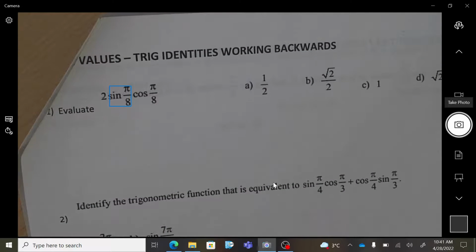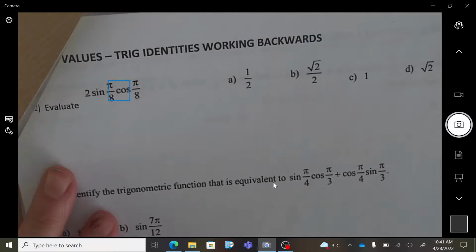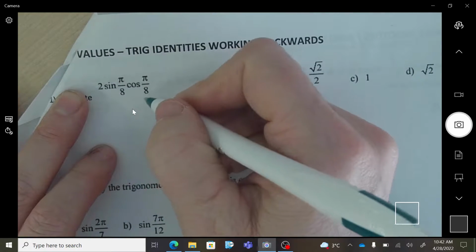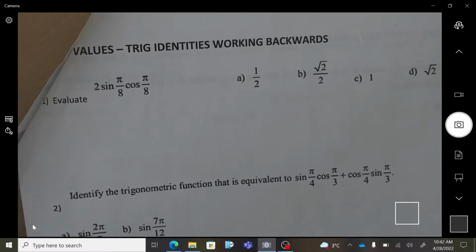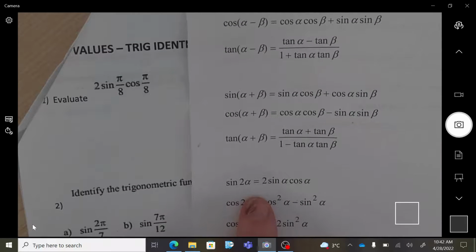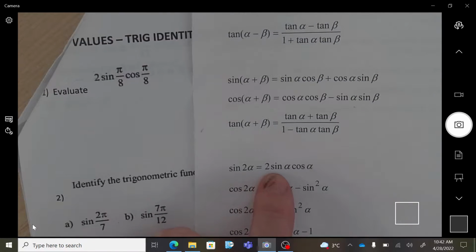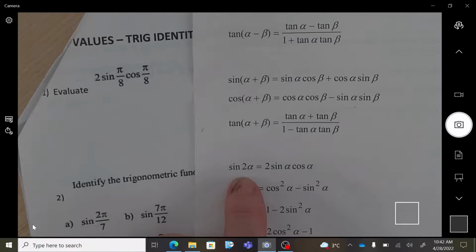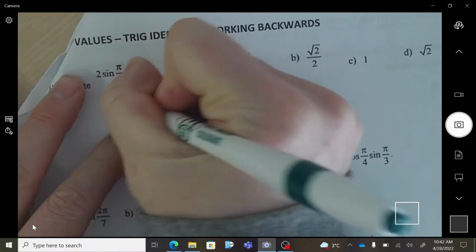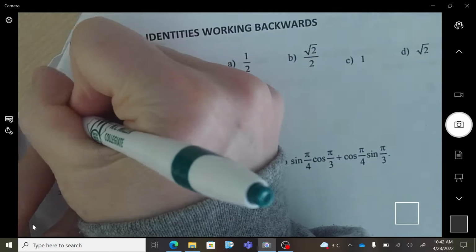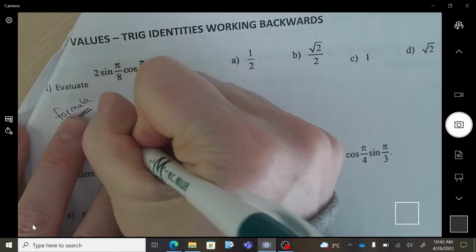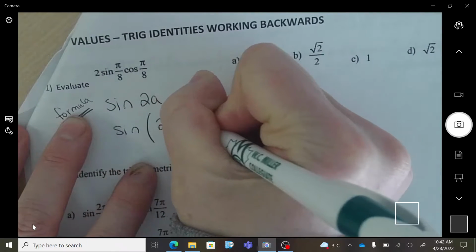Trig values working backwards. Okay, so we are going to evaluate this. So which formula looks like that? So I go to my formula sheet, and that looks like this one. So sine of an angle, cos of an angle. So it's sine of a double angle. So that's the formula it matches. So what's the sine of twice that angle?